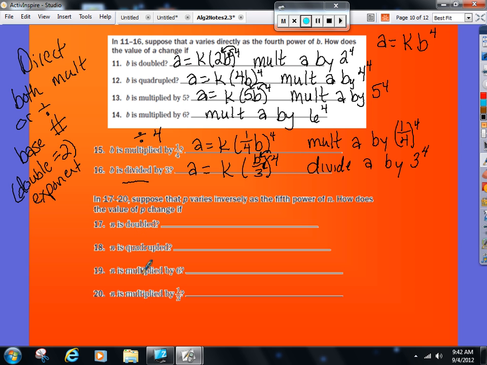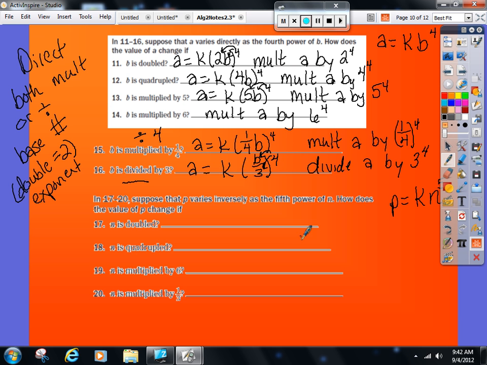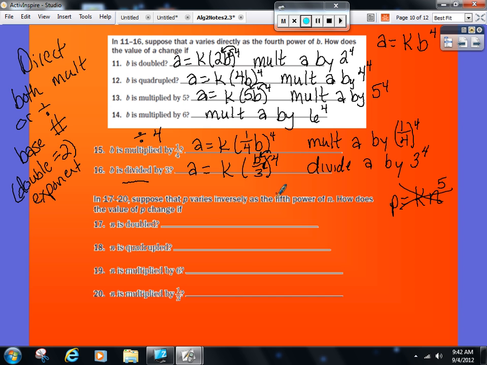17 through 20. Suppose that p varies inversely as the fifth power of n. So we're going to go ahead and write this down. P equals k n to the fifth. Oops, that's not right. It says inversely, p equals k over n to the fifth. Okay, make sure you're reading these problems carefully. How does the value of p change if?